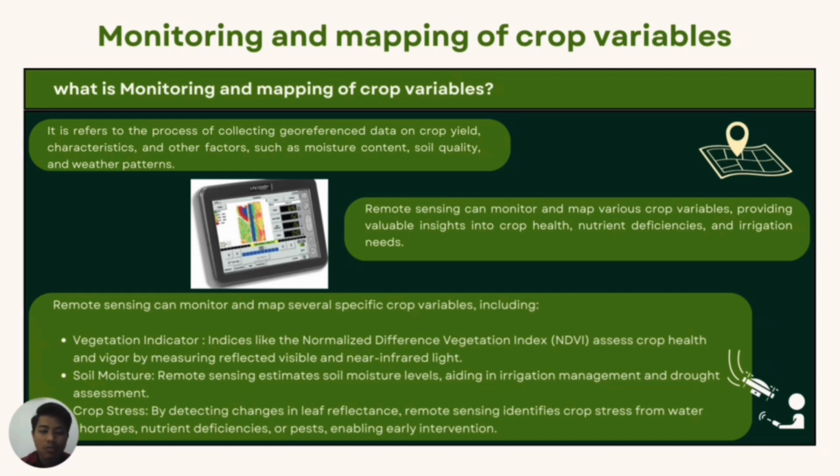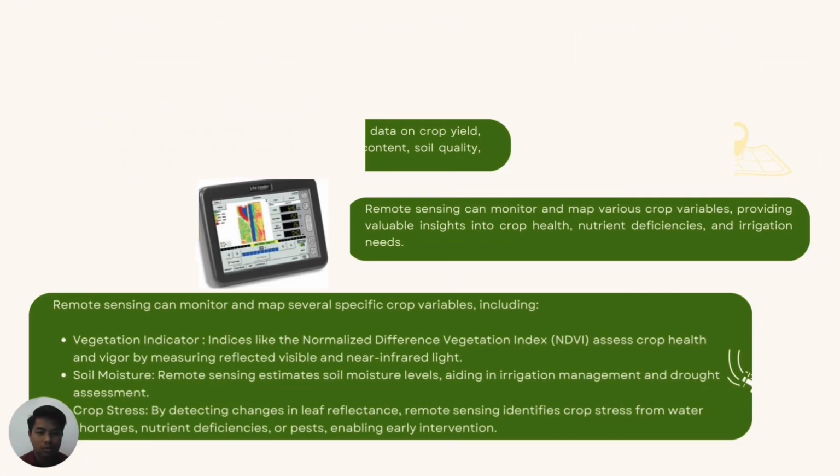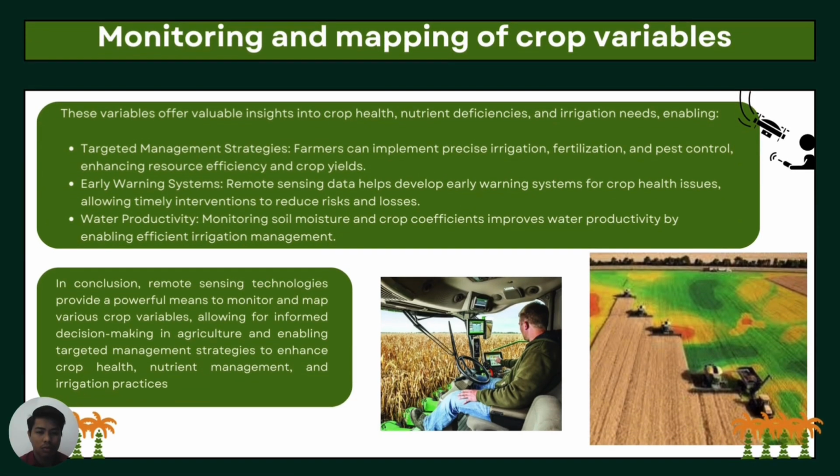Soil moisture: remote sensing estimates soil moisture levels, aiding in irrigation management and drought assessment. And lastly, crop stress, by detecting changes in leaf reflectance. Remote sensing identifies crop stress from water shortage, nutrient deficiency, or pests, enabling early intervention.